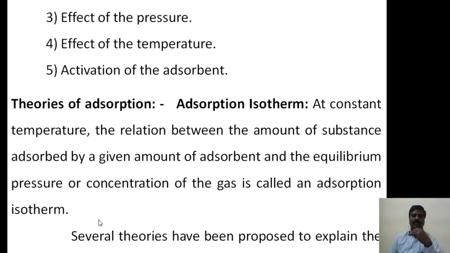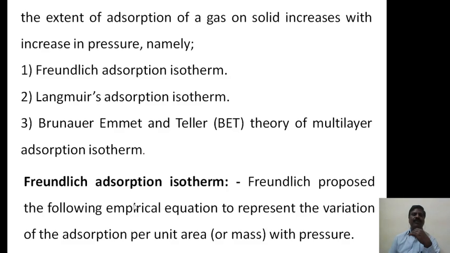Several theories have been proposed to explain the experimentally observed fact that at constant temperature, the extent of adsorption of a gas on a solid increases with increase in pressure, namely Freundlich's adsorption isotherm, Langmuir adsorption isotherm, and the Brunauer, Emmett and Teller, or BET, theory of multilayer adsorption isotherm. These are for your syllabus and we have to discuss them one by one.